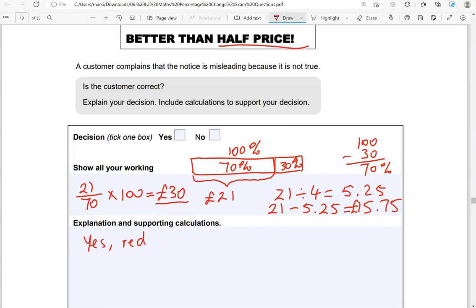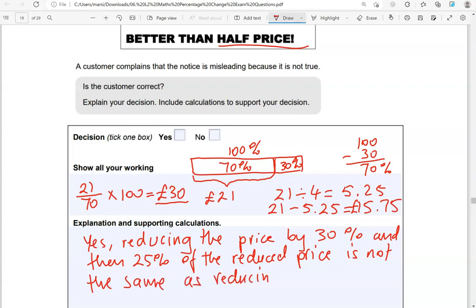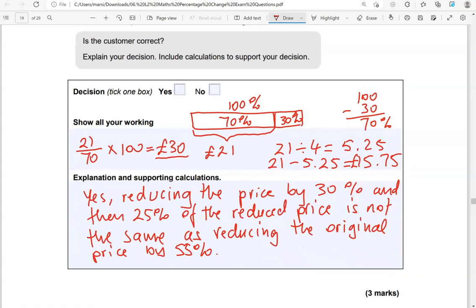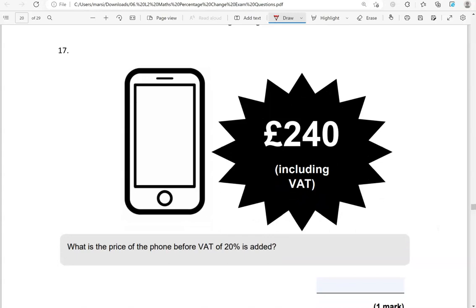Reducing the price by 30% and then 25% of the reduced price is not the same as reducing the original price by 55%, because that's what they're thinking. They're thinking 30% off and 25% off, that is 55% off, but it's not the case, because the new reduction in price is off the already reduced price.